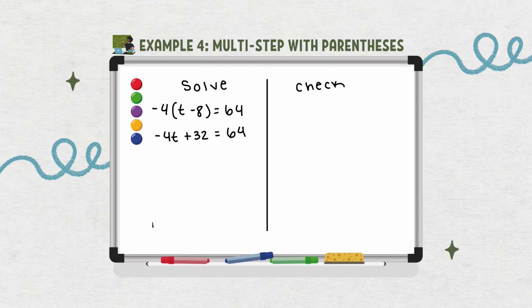Now we need to combine like terms by moving the 32 to the other side of the equal sign. So we need to subtract 32 from both sides.